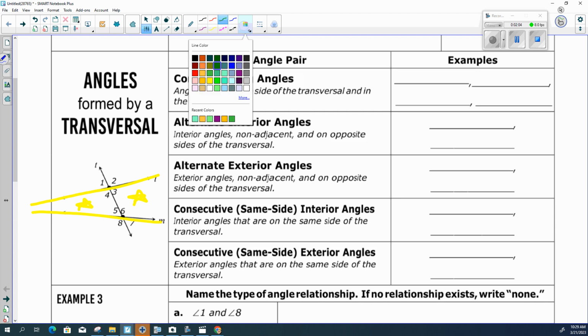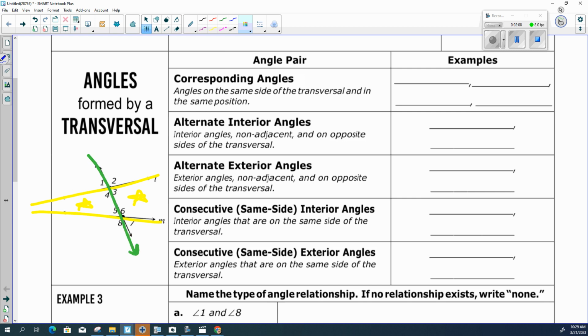And if they are, let me put my transversal green again. If they're not inside, so if they're out here, like 1, 2, 8, and 7, those are exterior angles.